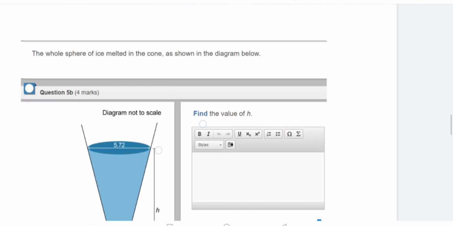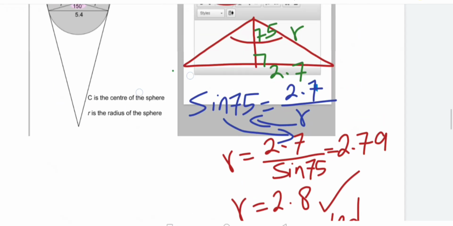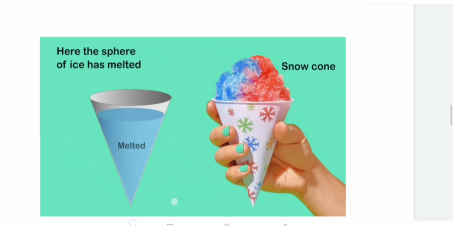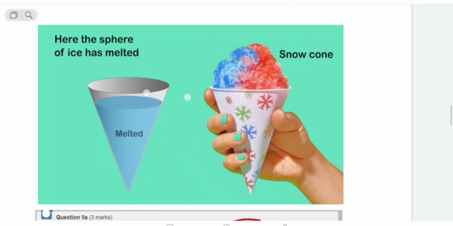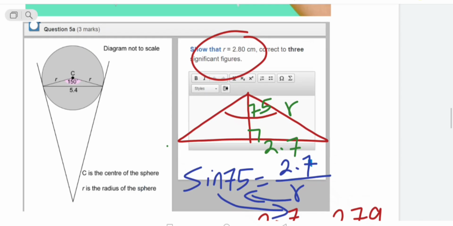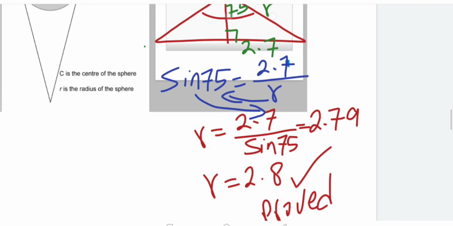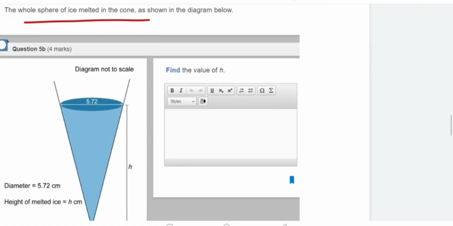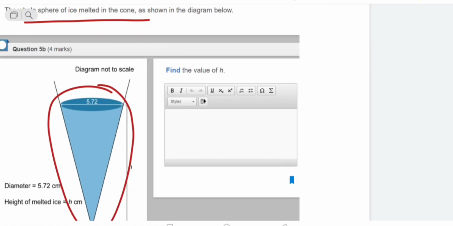They said the whole sphere of ice melted to the cone. Look here. This is the sphere. This is a sphere which is melted and becomes like this. It went to the cone. And the radius of the sphere we found. This is the radius of the sphere. This is now after melting. This is the shape of the cone.